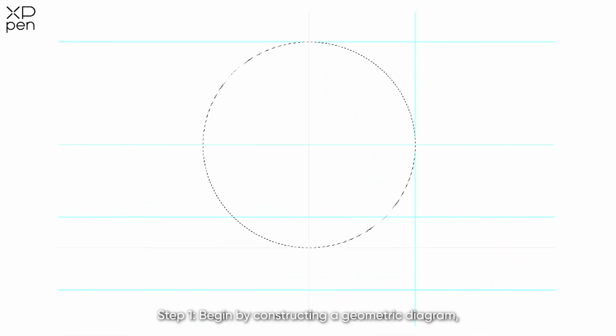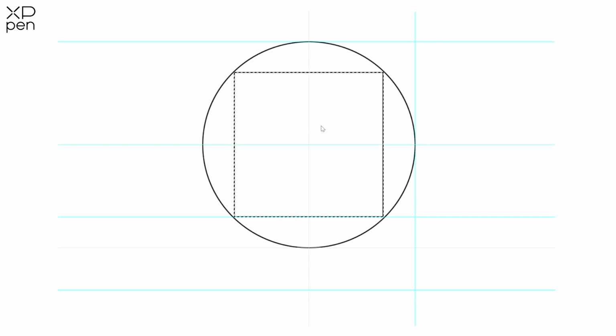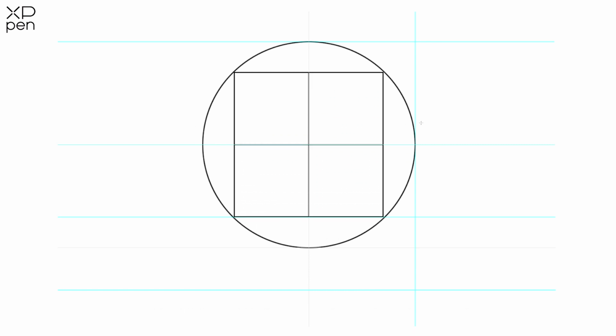1. Frontal view. Step 1. Begin by constructing a geometric diagram, drawing a regular circle and a square with a cross inside. This aids in establishing the basic structure of the head.